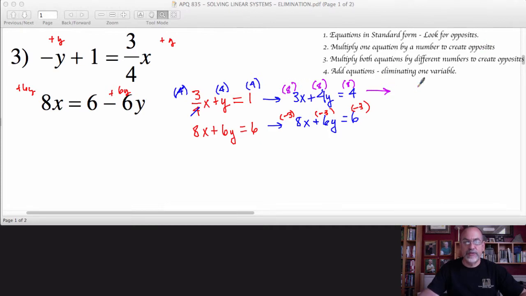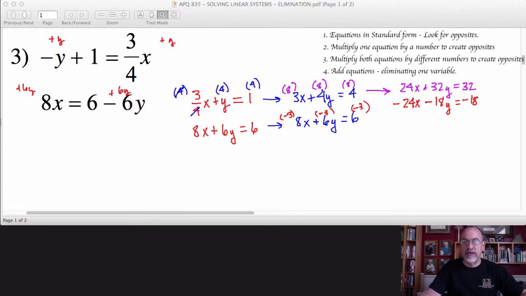So I have 8 times 3, which is my 24x. And then I have 8 times 4, which is 32y. And then 8 times 4, which is 32. And then my second equation, I'm going to do negative 3 times 8, which is negative 24x. So there are my opposites. Negative 3 times 6 is negative 18. And then 6 times negative 3 is negative 18 again.